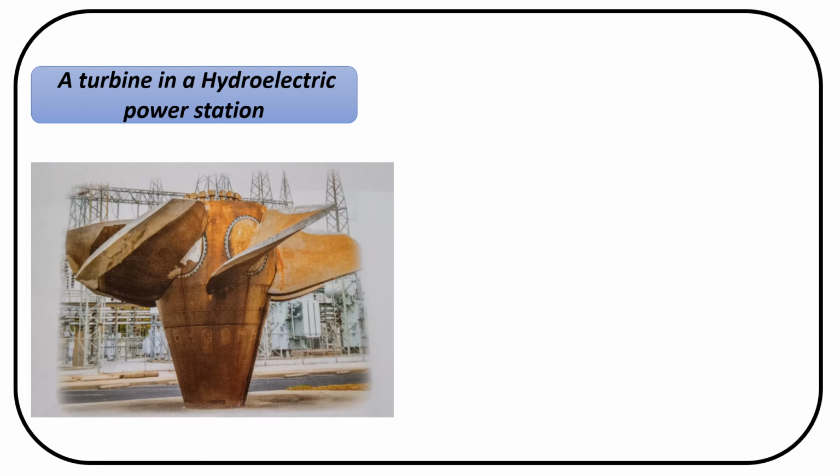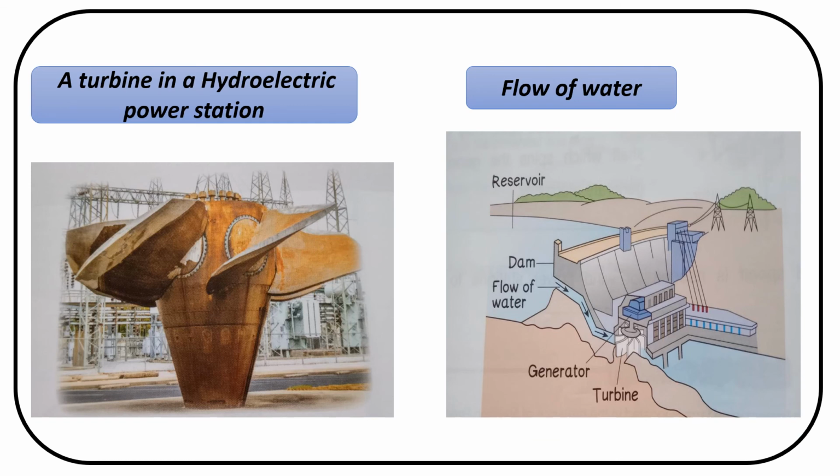Okay? Let's see how water flows. Listen carefully. Here we have all that we have looked at first. This is the reservoir, where water from the river is collected at first. Okay? And next we have the dam. The water from the reservoir goes to the dam.